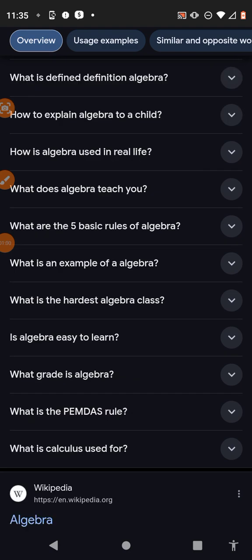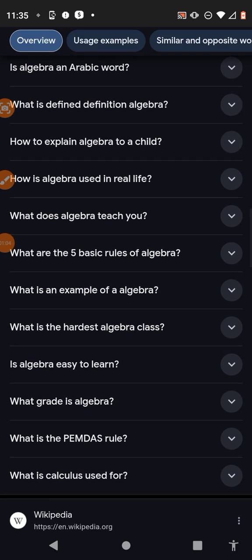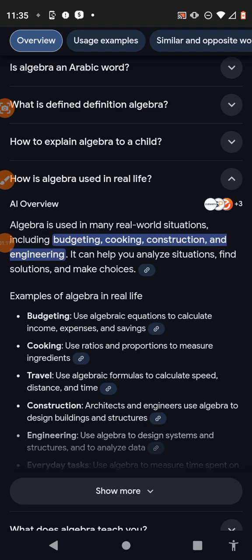How is algebra used in real life? Algebra is used in many real life situations, including budgeting, cooking, construction, and engineering. It can also help analyze situations, find solutions, and make choices. And that's exactly what we want on this channel.